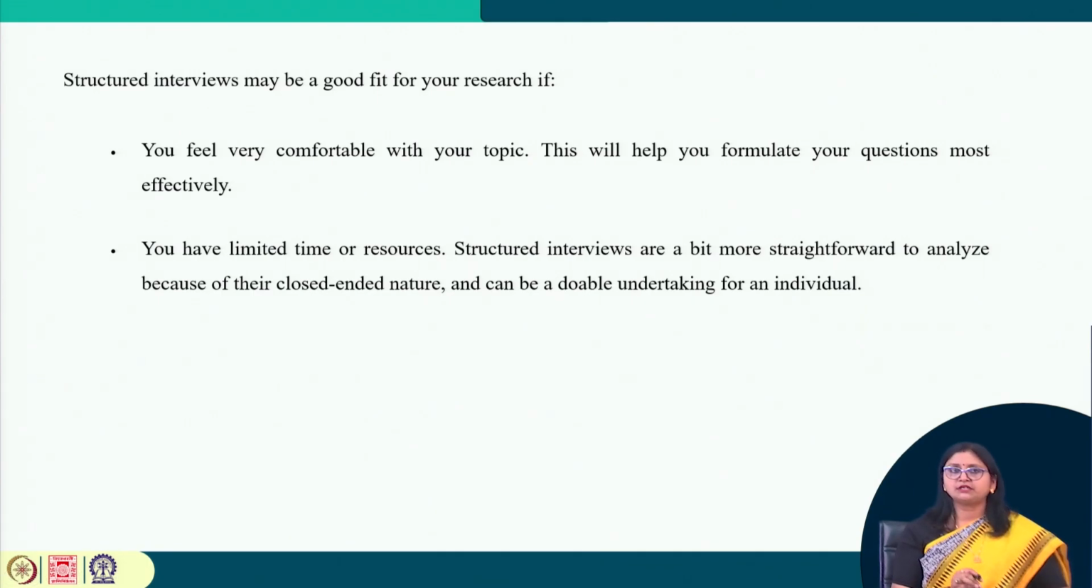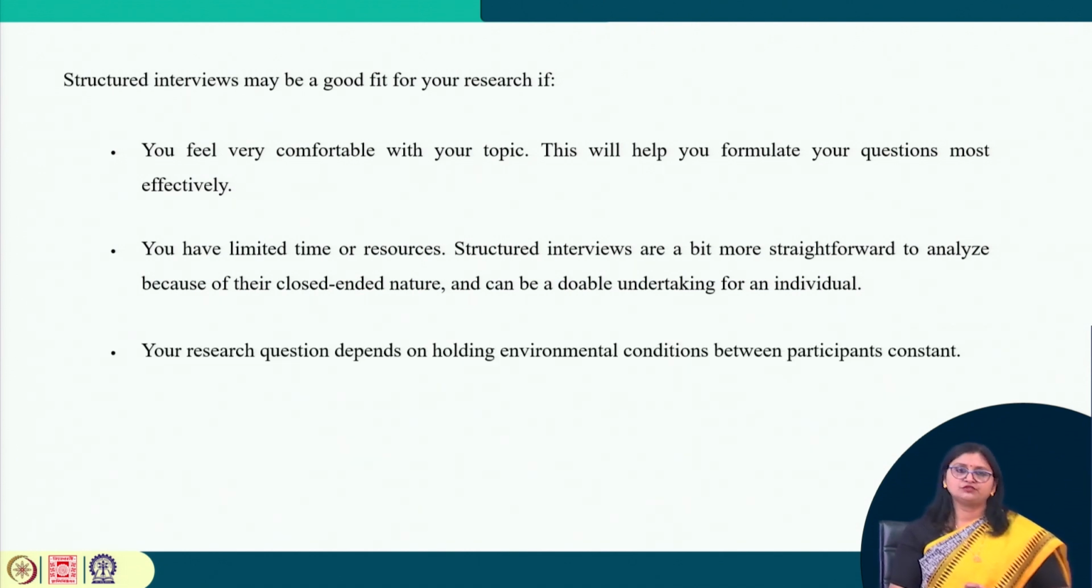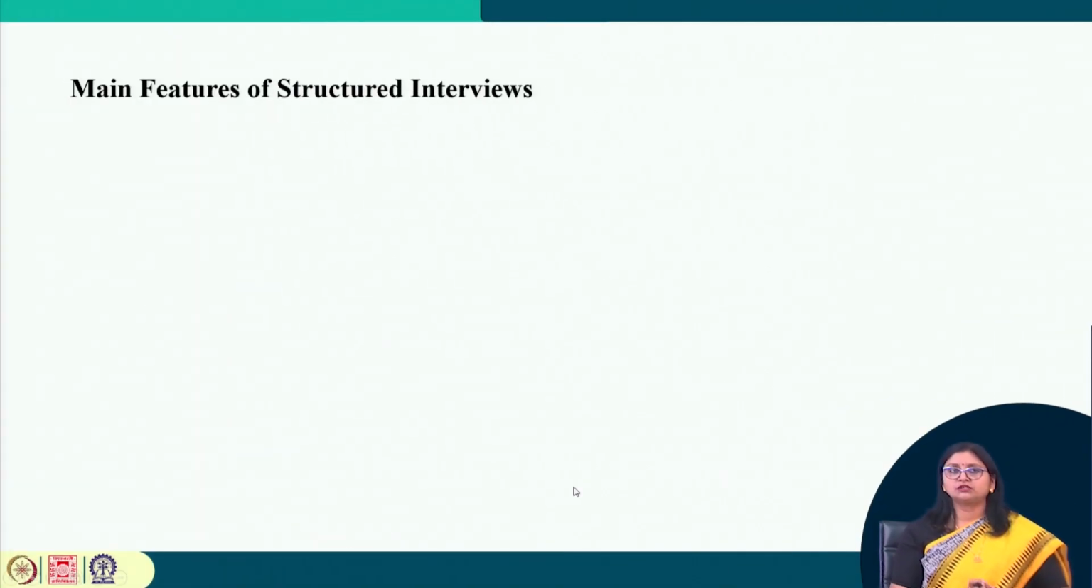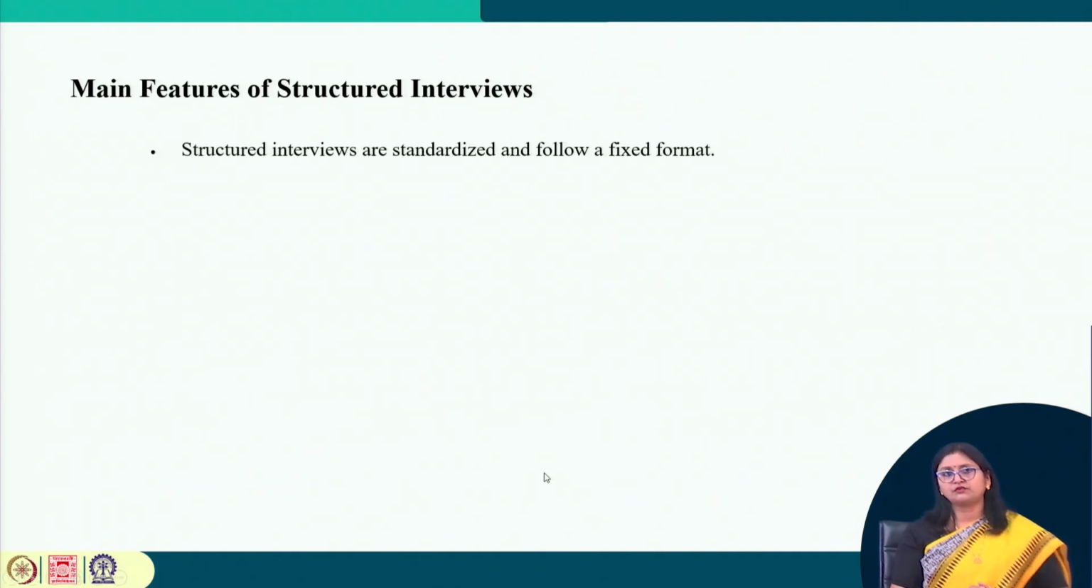If you have limited time or resources, structured interviews are a bit more straightforward to analyze because of their close-ended nature and can be a doable undertaking for an individual researcher. If your research question depends on holding environmental conditions constant between the participants' contexts, then you can go for the structured interview. Main features of structured interviews.